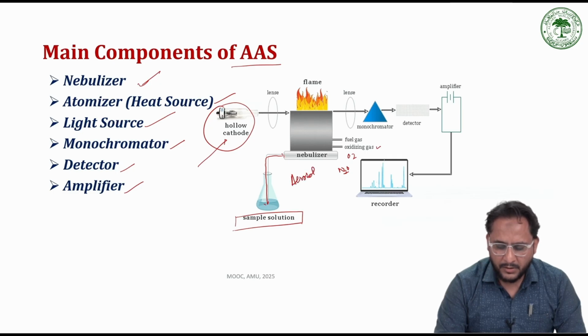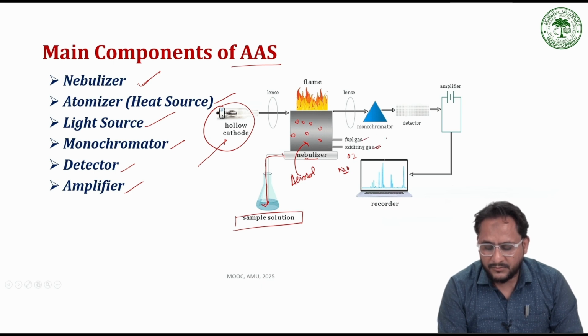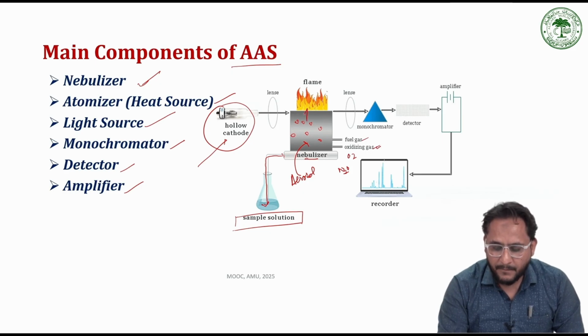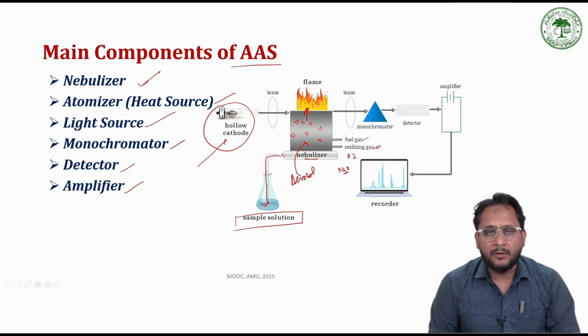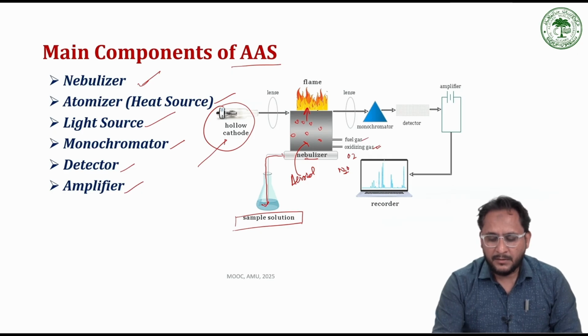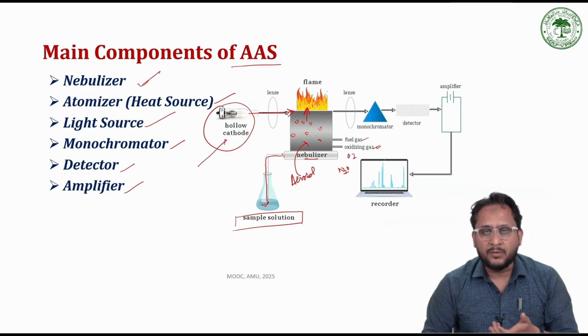So here we have the aerosol, which is converted by the nebulizer by sucking the sample from the container. Now we have small droplets of liquid sample in fuel gas as well as an oxidant. Then they enter the atomizer. The purpose of the atomizer is to burn these samples and break them into individual atoms. Then these atoms absorb light radiation coming from this side, and they undergo excitation.